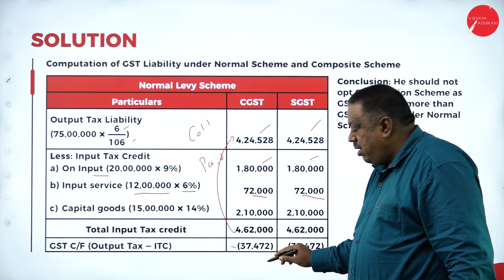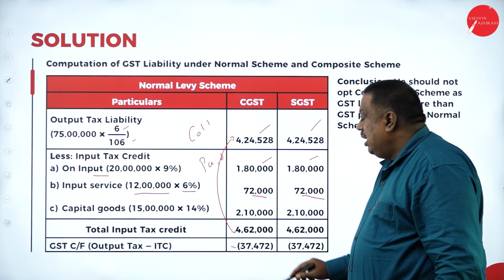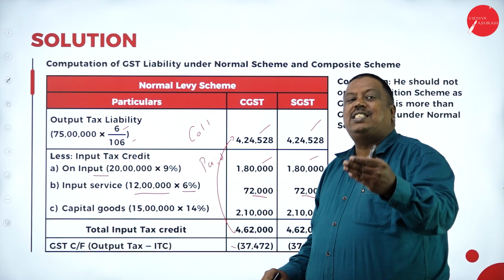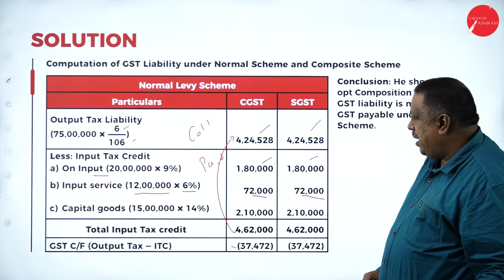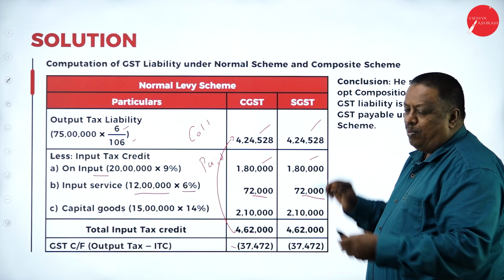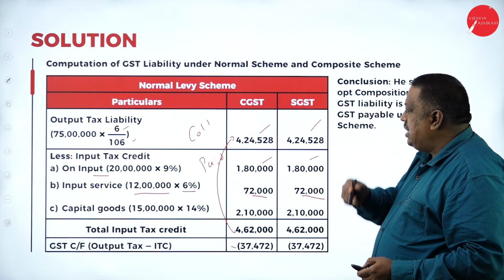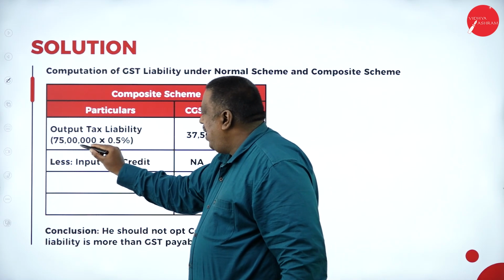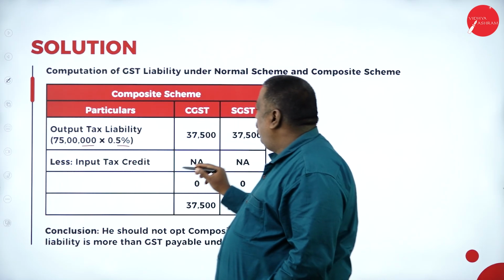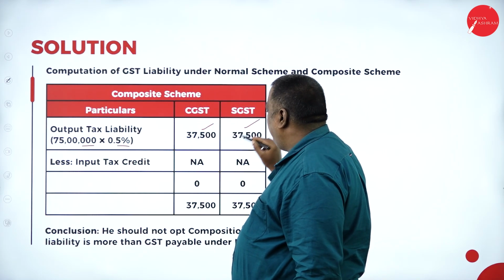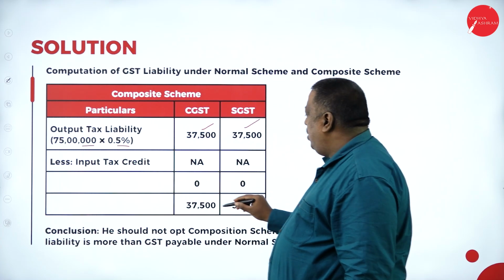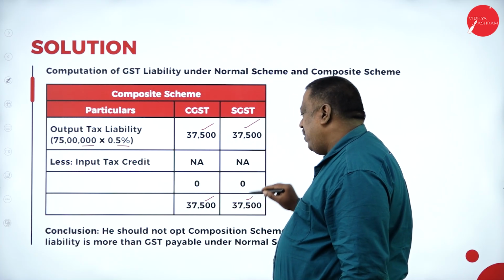We have put the brackets here. So 37,472, this will be carried forward for the next transaction which is going to take place if we opt normal scheme. The same concept if we opt composition scheme, 75 lakh into 0.5%, so it will be 37,500, and here I have to pay GST 37,500.